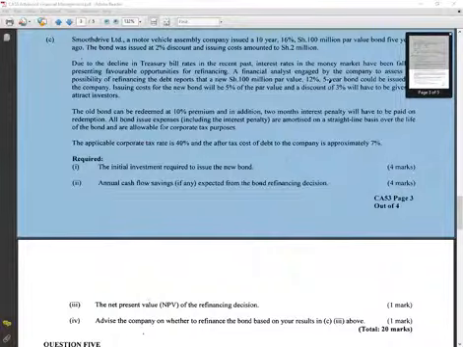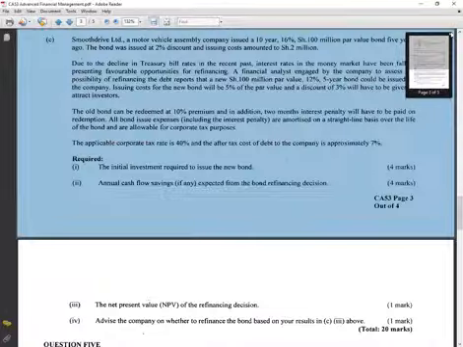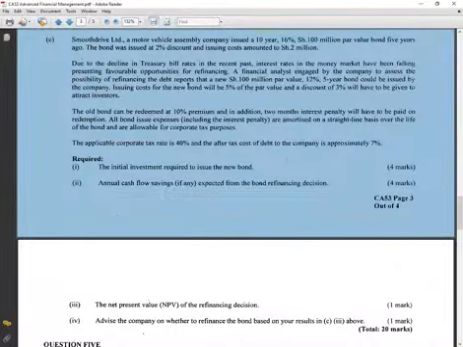This new bond, it's a 5-year bond, could be issued by the company. Issuing cost for the new bond is 5% of the par value. And then we have 3%. 3% is the discount for the new bond. So it will be 3% of the par value, which is 100.